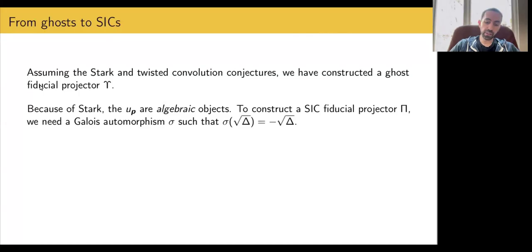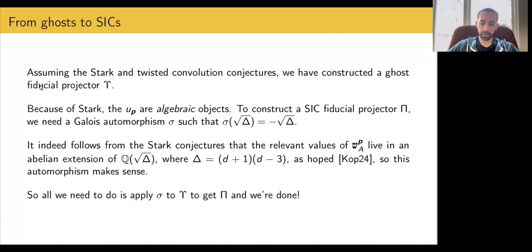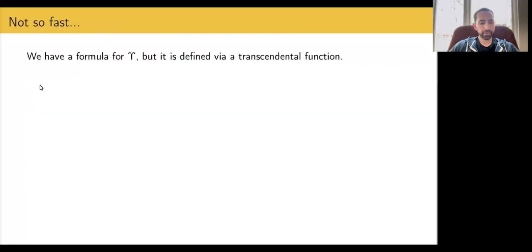Okay, so because of the Stark conjecture, these things are algebraic objects. Great. So all we need to do, we know exactly what we need. We need a Galois conjugation that flips the sign of the square root of delta. So all we have to do, we know from Stark that these things, oh, there's a typo. There should be d over d divided by d here. We know that these things live in some abelian extension of this number field. So we can just find this conjugation and apply it here, and we get this, and then we're done. Easy. But it's really not at all this easy.